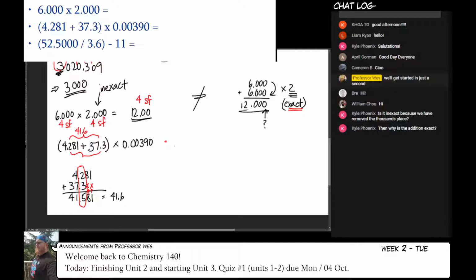So typing in these numbers into the calculator, I have the wrong color ink here. I get this number, which I'm only going to keep 3 sig figs for. And so I would report this as 0.162.